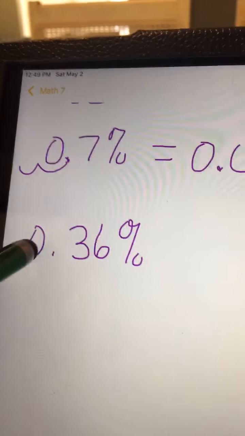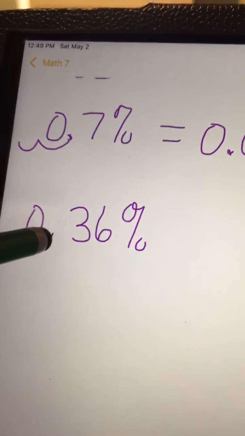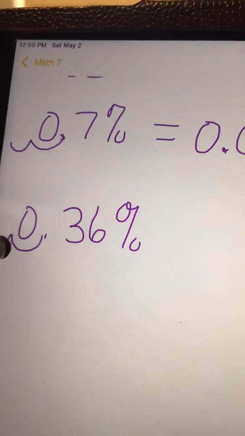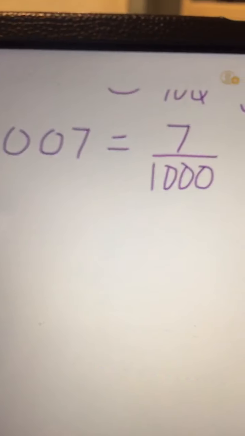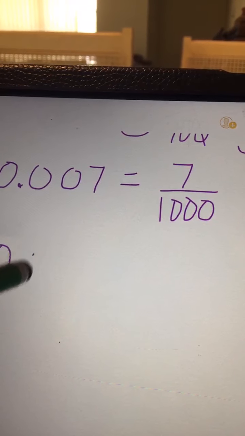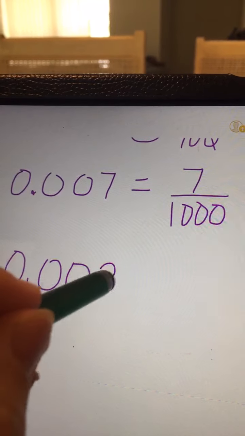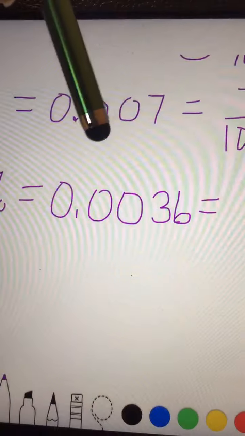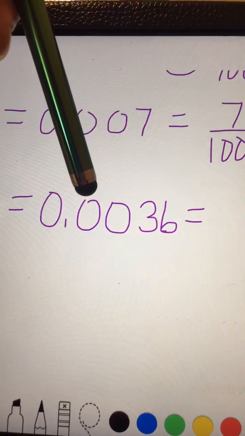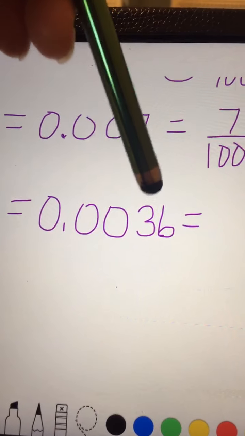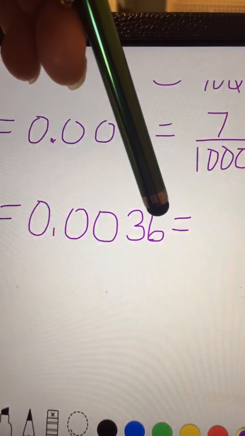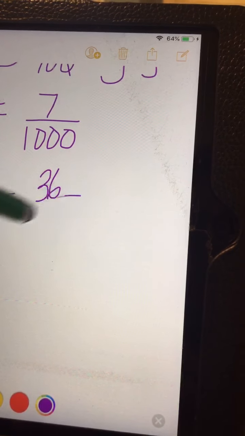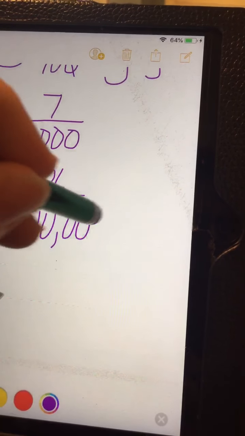It's the same way. So you're going to take your decimal point, move it 2 places over to the left, and we should have 0.0036. Well, this is actually a little trickier. We have tenths, hundredths, thousandths, 10,000ths. So you have 36 10,000ths.